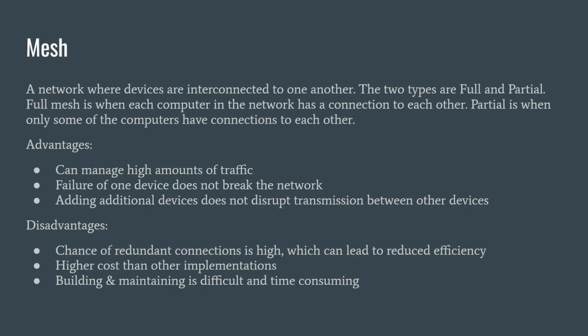The mesh network type is where devices are interconnected to one another. There are two different types of this, which is a full and a partial mesh. The full mesh is when each computer in the network has a connection to one another. Partial is only when some of the computers have connections to one another.